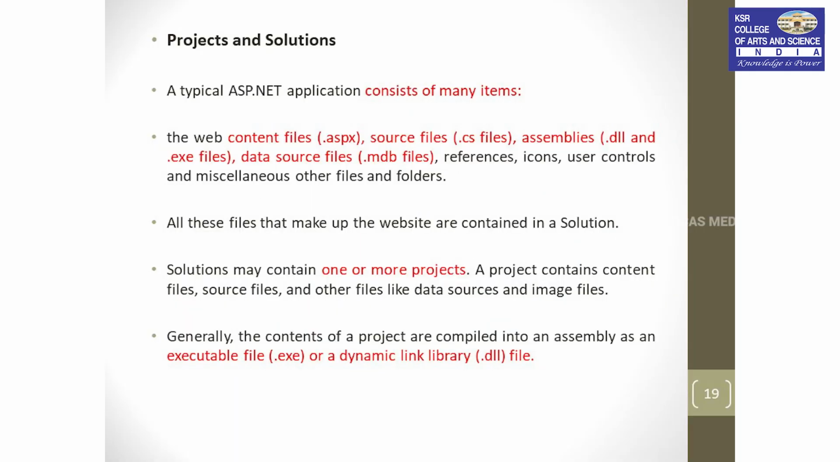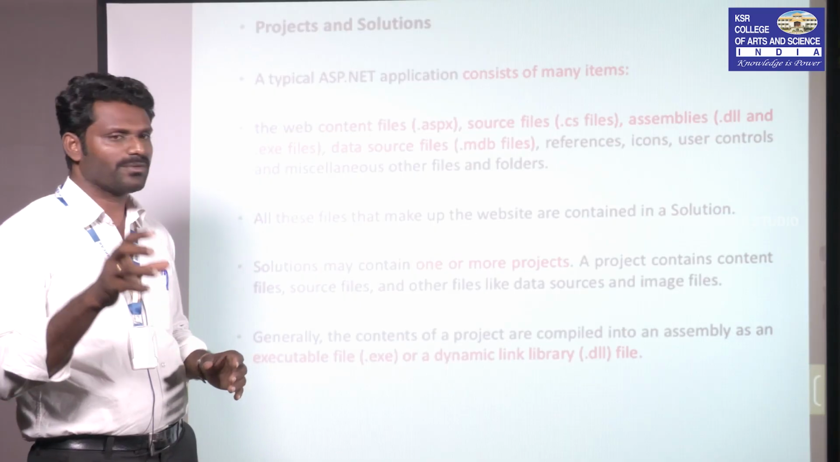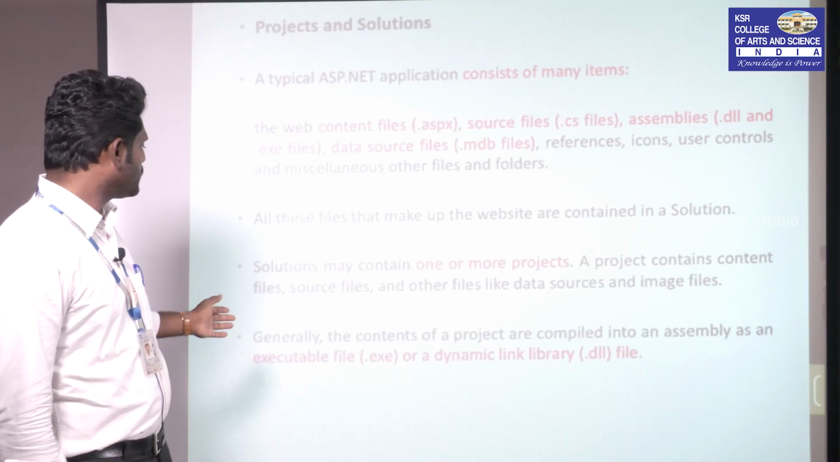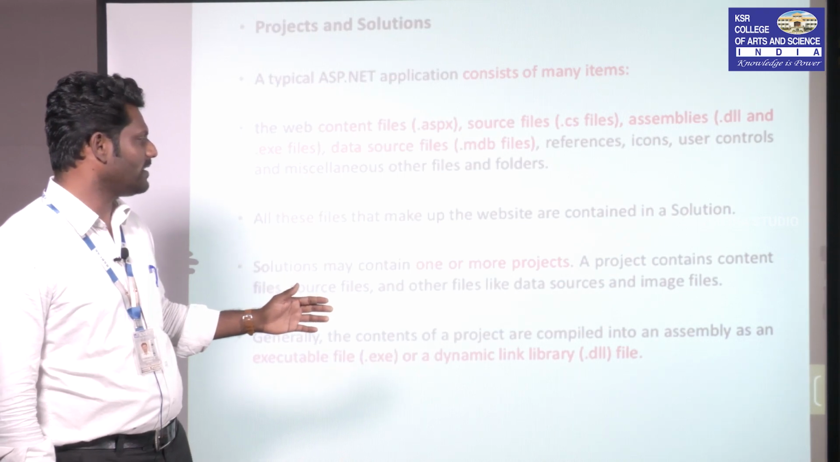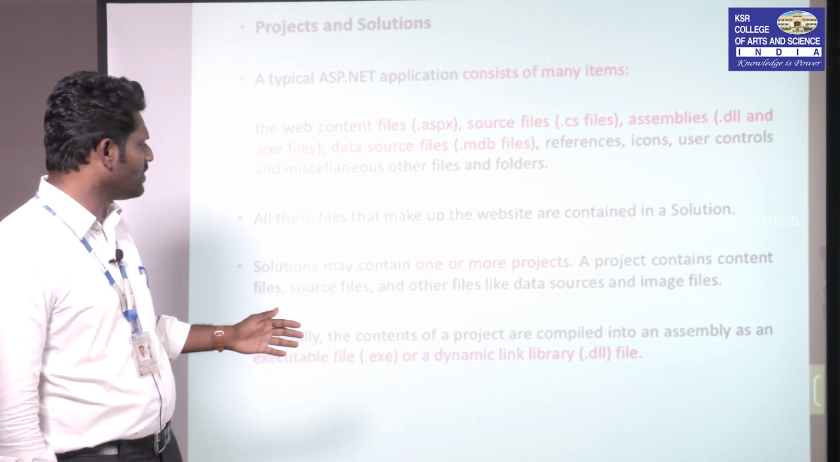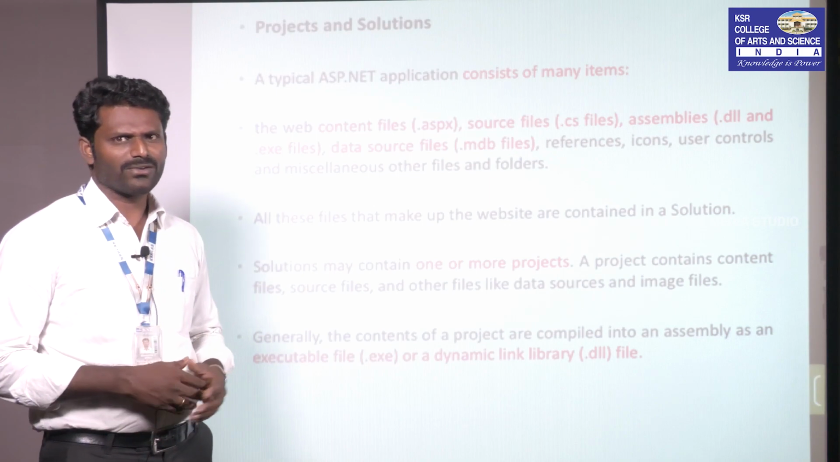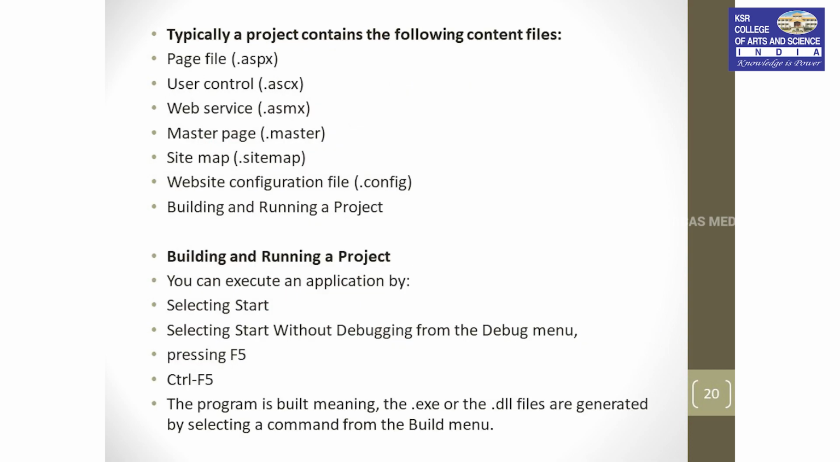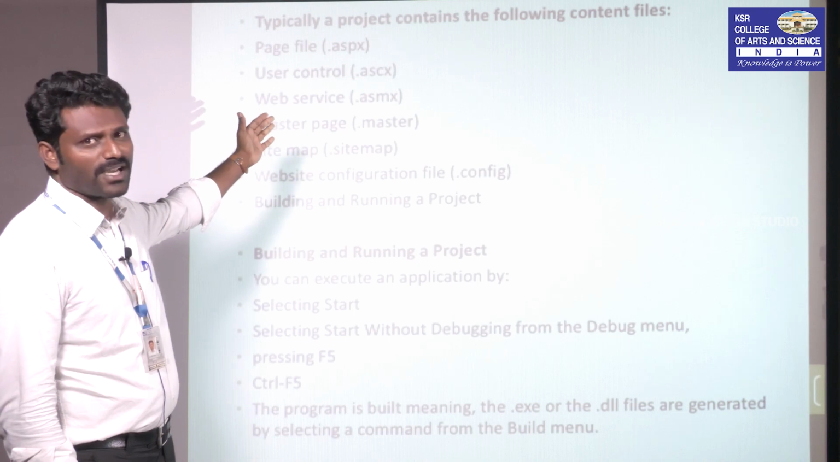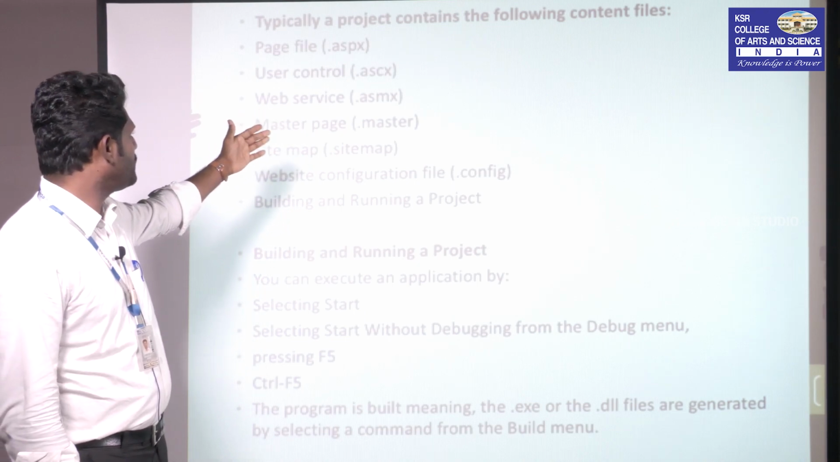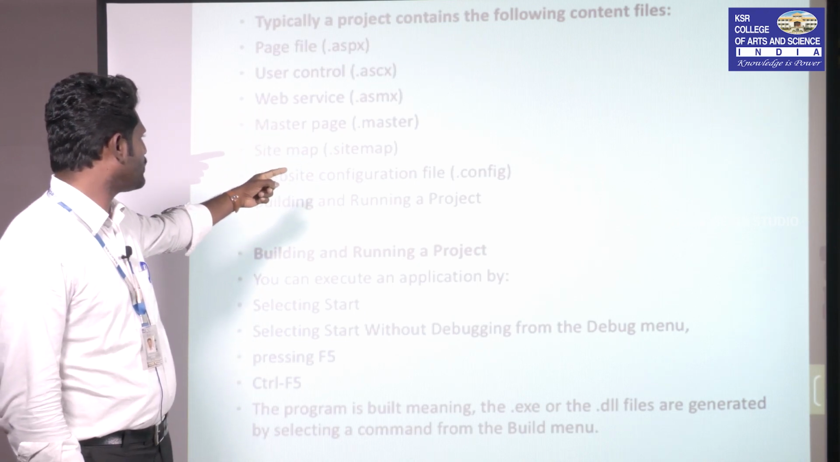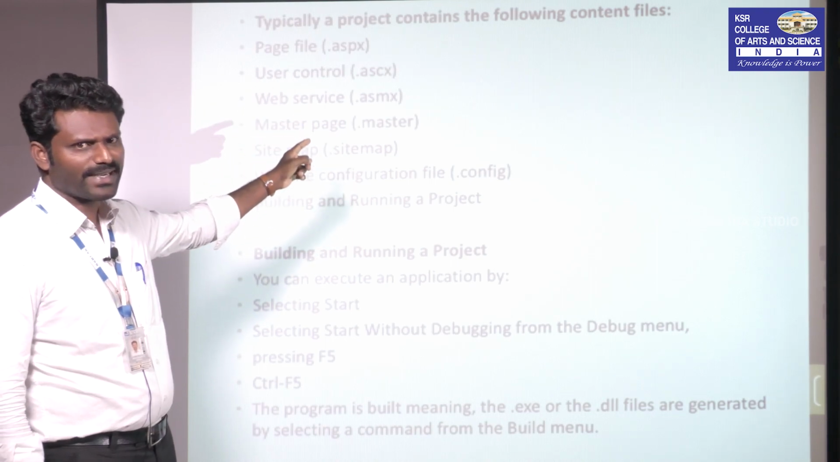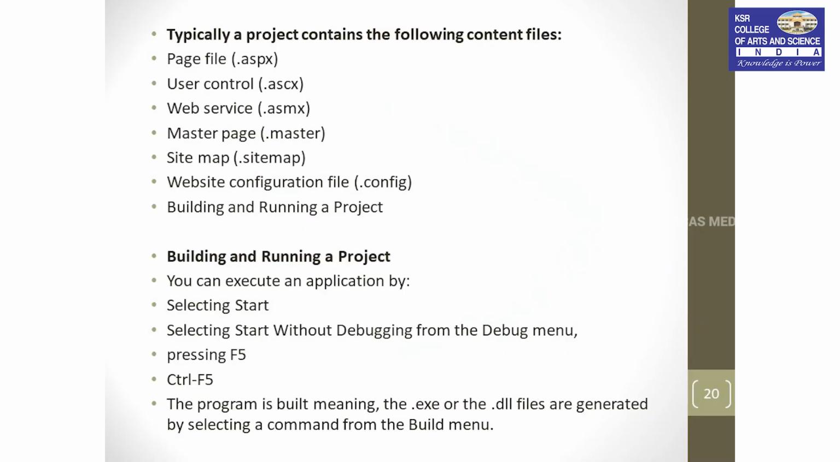So all of the files should be contained in one single folder, right? Generally it consists of the project compiled into an assembly, as an executable file and a dynamic link library file. So whatever I develop in that folder is applicable for that single folder. This is the extension of the different ASP.NET files. First one is the normal page, then user control, web server, then master page, site maps. These are the different types of forms, right? Building and running the projects. This is compiling and running the projects, right?